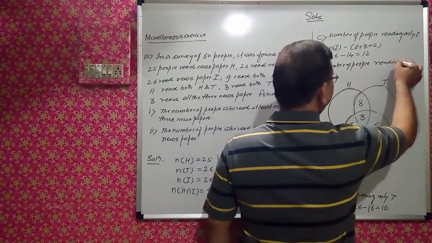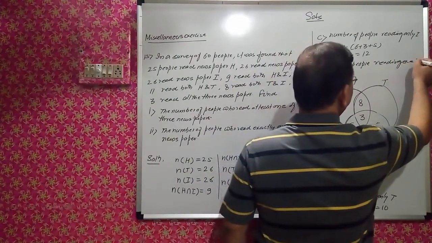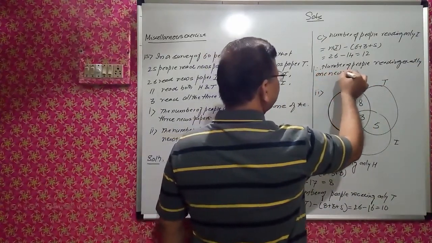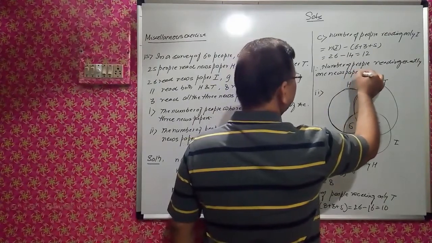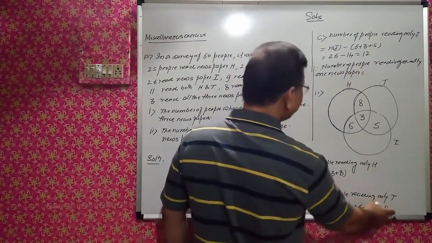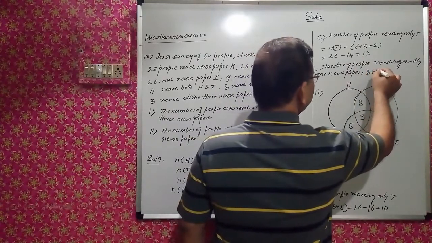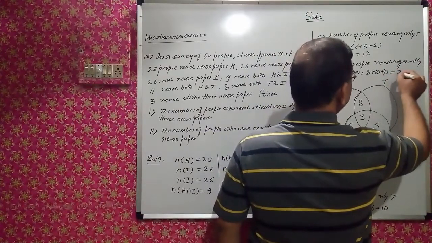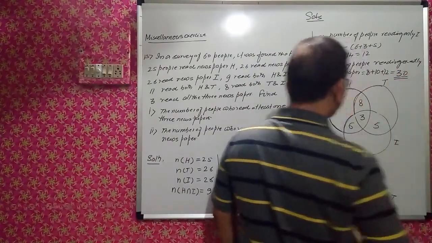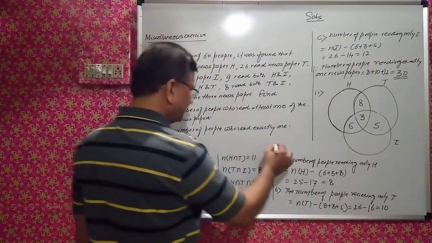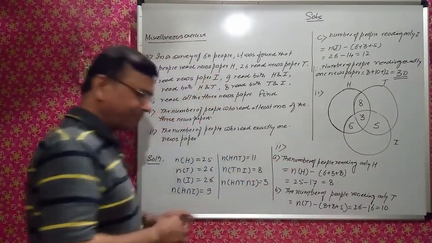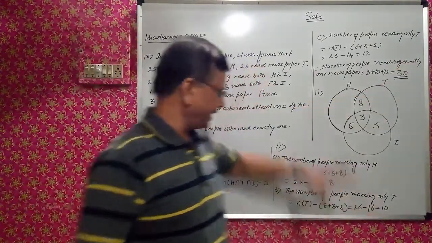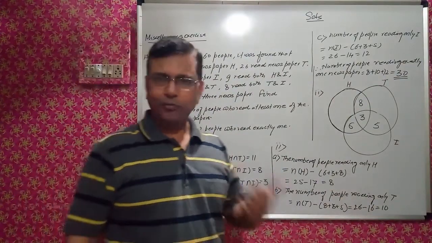Therefore, the number of people reading exactly one newspaper is equal to how much? 8 plus 10 plus 12. That is equal to how much? 30. This is the answer of the second part. So the number of people reading exactly one newspaper is 30, and the others we have already found out.